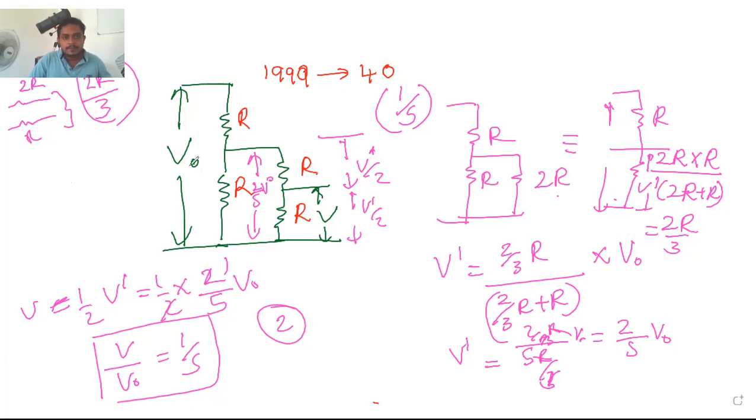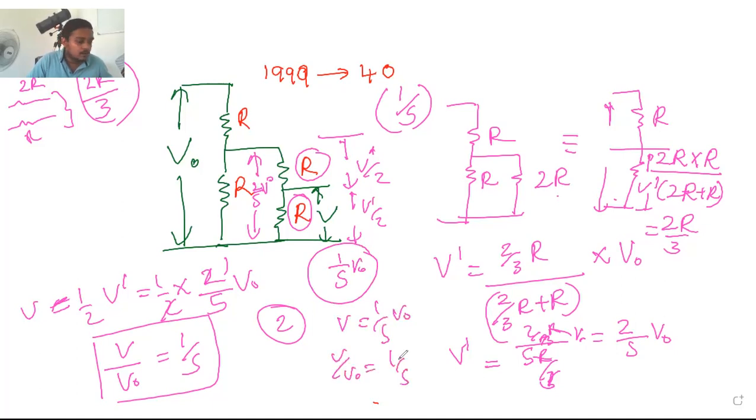And that gives us 2/5 V0 as the potential across the resistor here. This and these two resistors are parallel to each other. Therefore, this voltage belongs to this one and this one. Since these two resistors are the same, half of the 2 over 5 V naught is divided between them. So half of it, we are getting 1 over 5 V naught. So V is equal to 1 over 5 V naught. They're asking us V over V naught, which is 1 over 5. Answer is B.